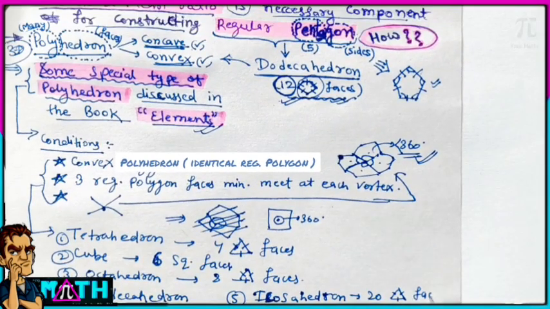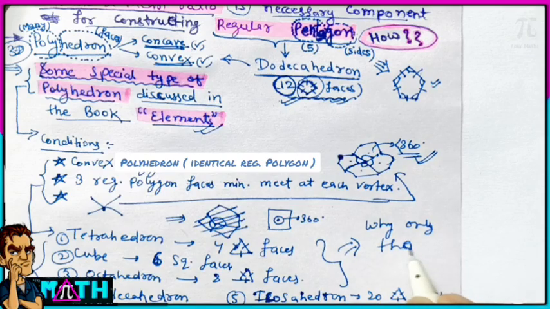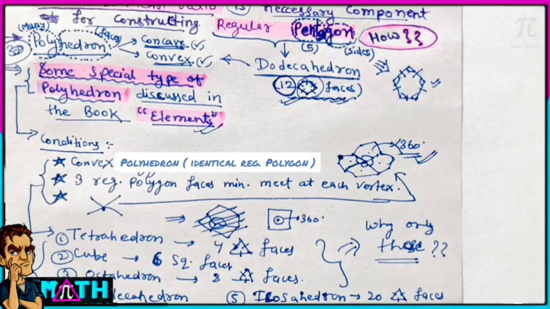Now the question arises: how is the extreme and mean ratio useful in constructing a regular pentagon, as I have told you? The how question will be answered in the upcoming video, and why only these 5 are possible will also be explained in our upcoming videos.